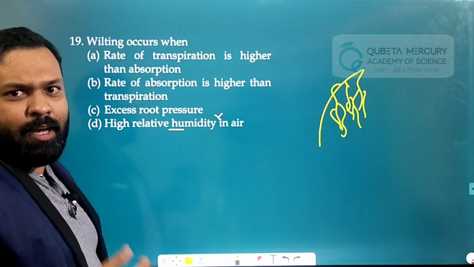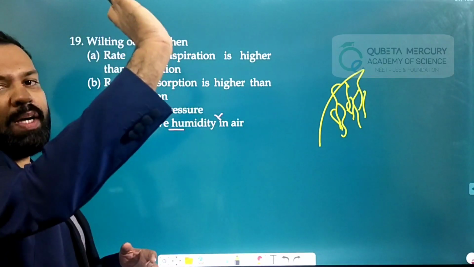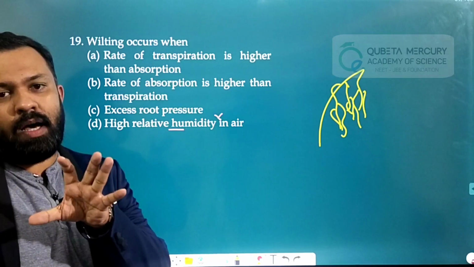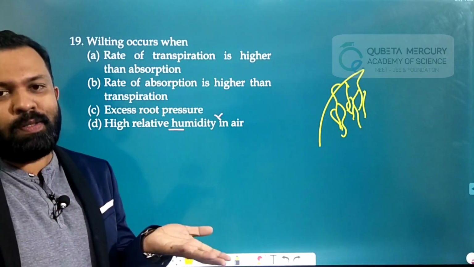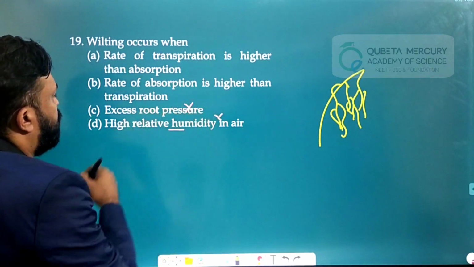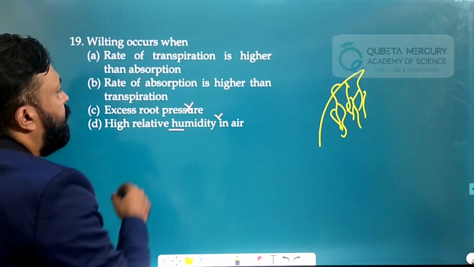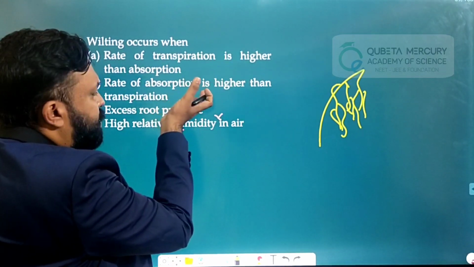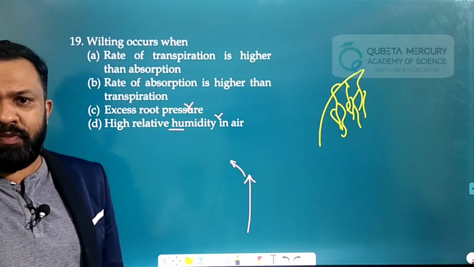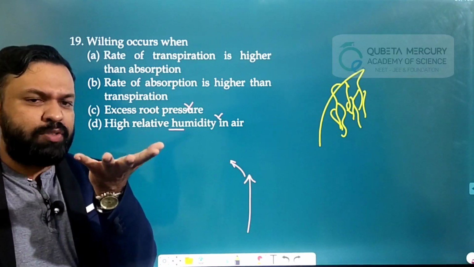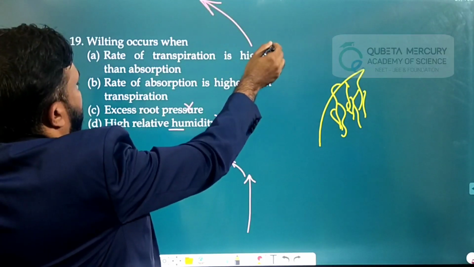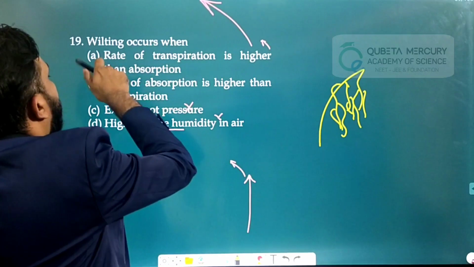Excess root pressure is seen. If the root pressure is excess, that will push the water upward. Thus, the leaves will get more and more water, and the cells will be in the turgid stage, exhibiting their real shape. So that's not at all possible when the plant is wilted. Rate of absorption is higher than transpiration. Transpiration is low and absorption is high. Then also the cells will be in the turgid phase, and the plant body will be in a stretched condition. So when the rate of transpiration, water loss, is high and absorption is less, thus the plant will wilt.